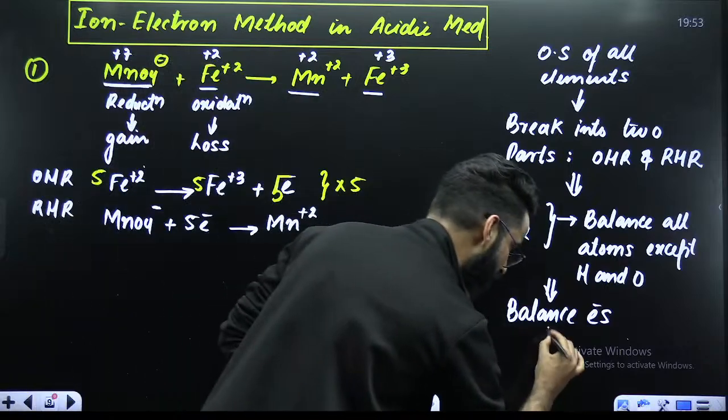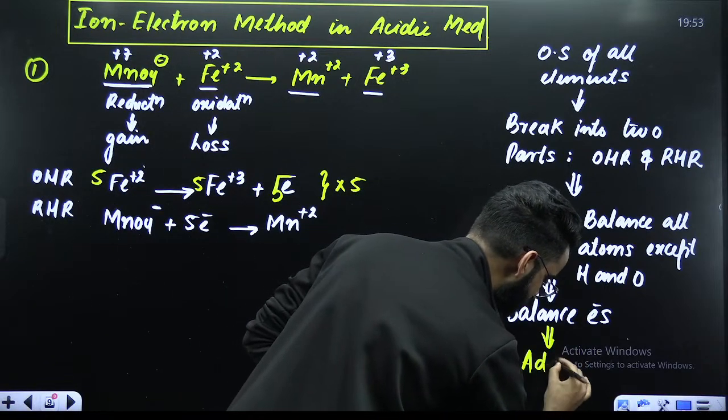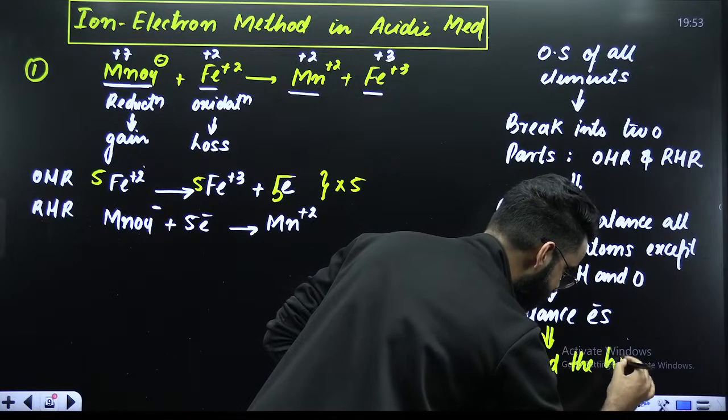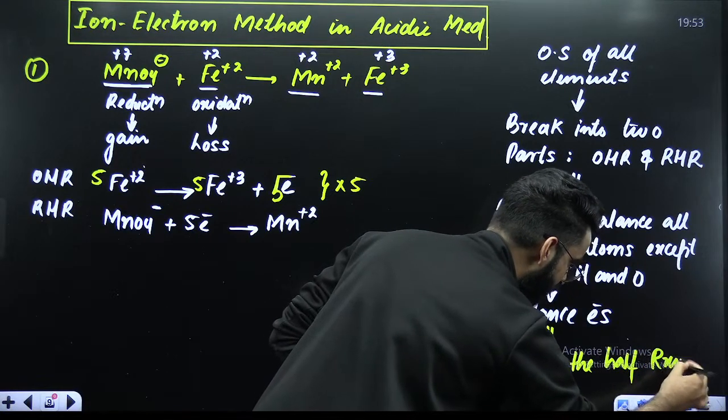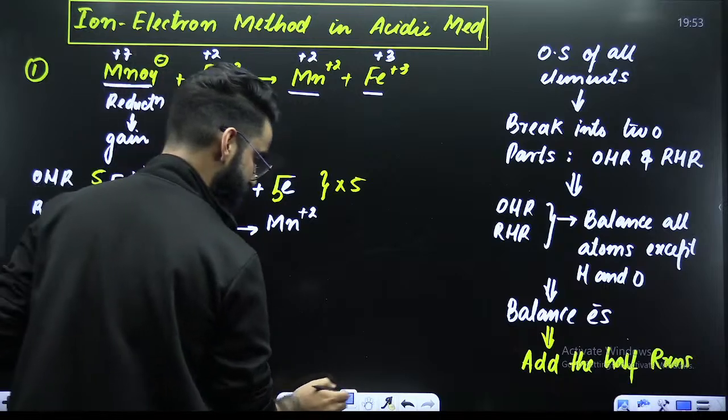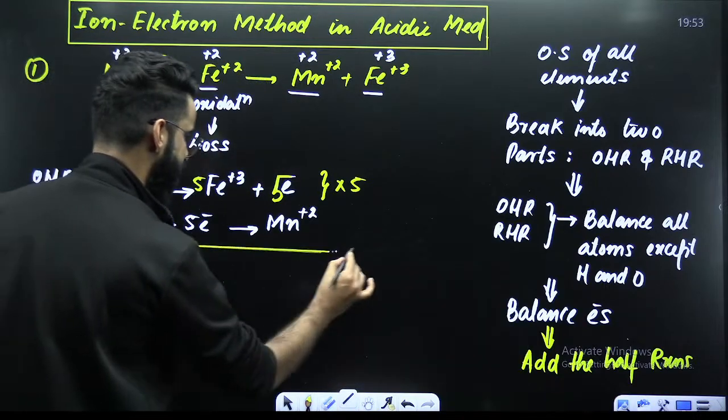After balancing the electrons, add the half reactions. Now, how exactly will you be adding these half reactions?